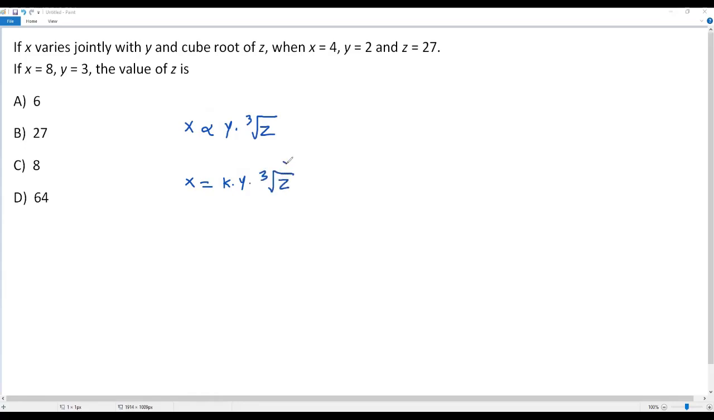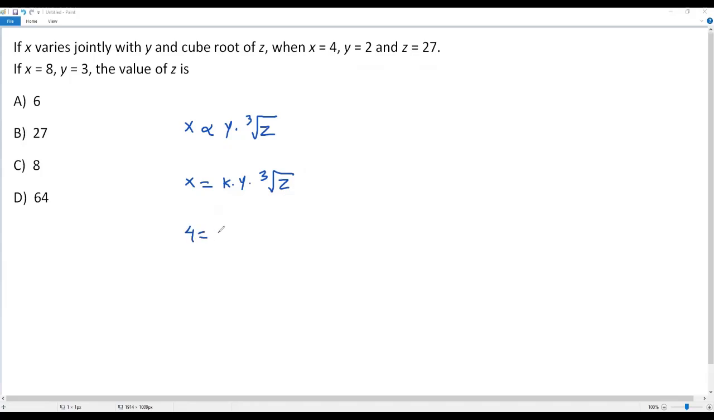Here in this equation, I have to get the value of the constant k. Actually, k is called the constant of proportionality. Once I get the value of k, this equation will be complete. Then I can plug in x equals 8 and y equals 3 and get the value of z. How do we get the value of k? For that, we use this information: plug in x equals 4, y equals 2 and z equals 27 in this equation.